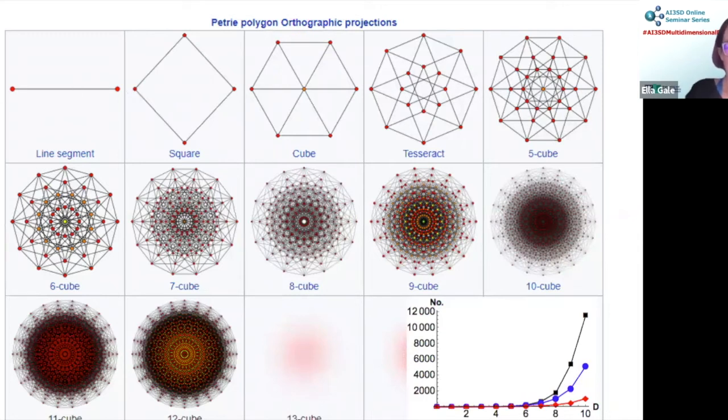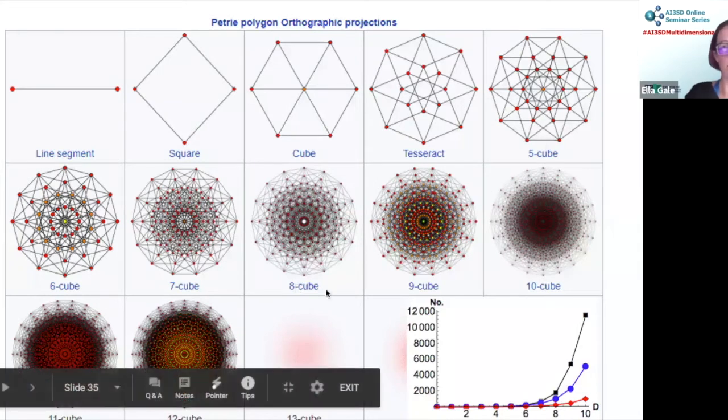So what's going on here? You've got a line segment, and then a square, and that's a cube viewed side on. And you can continue: there's the tesseract, the 5-cube, the 6-cube. The point of this is that as you add more dimensions, you get more corners, more lines, more sides, and more squares. So space gets more complicated.